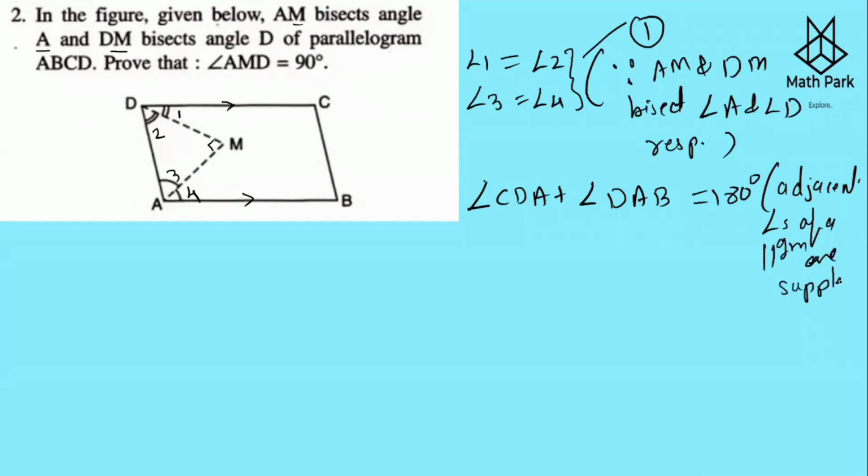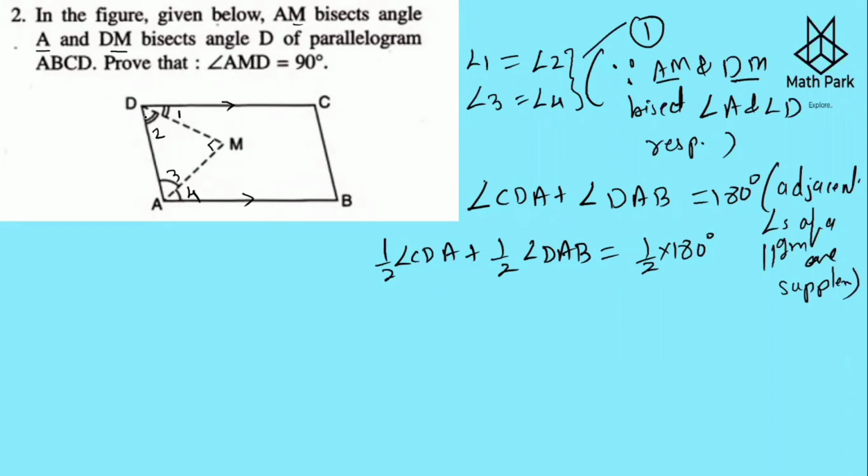Okay, so now we will multiply this equation throughout by half. Why? Because AM and DM bisect angle A and angle D. So now we have half of angle CDA plus half of angle DAB is equal to half of 180.